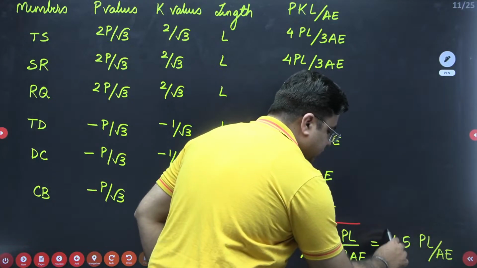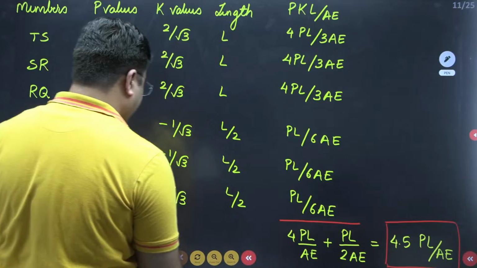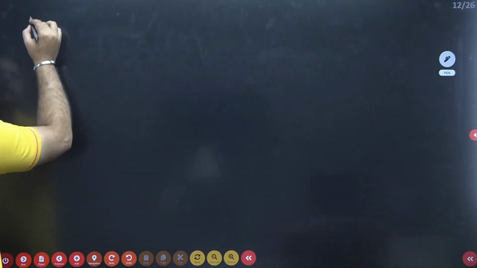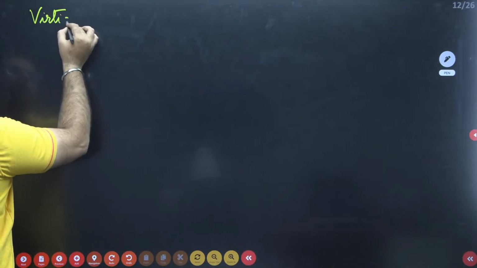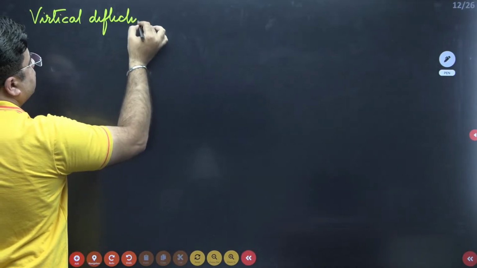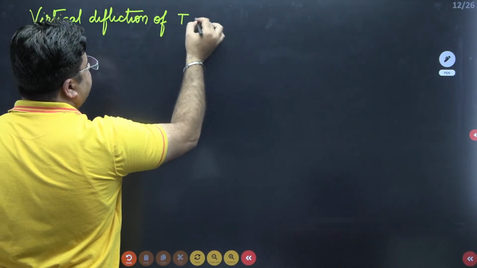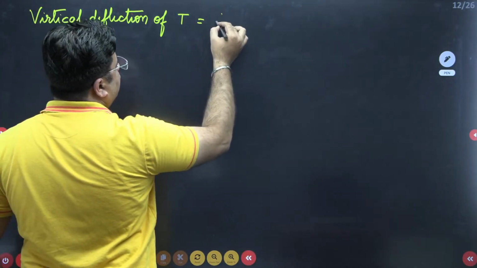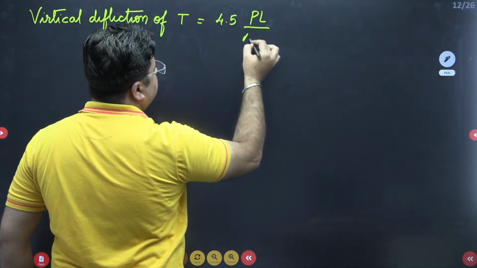Okay. So this is your vertical deflection of joint T. So I'll write here, vertical deflection of joint T is equal to 4.5 PL by AE.